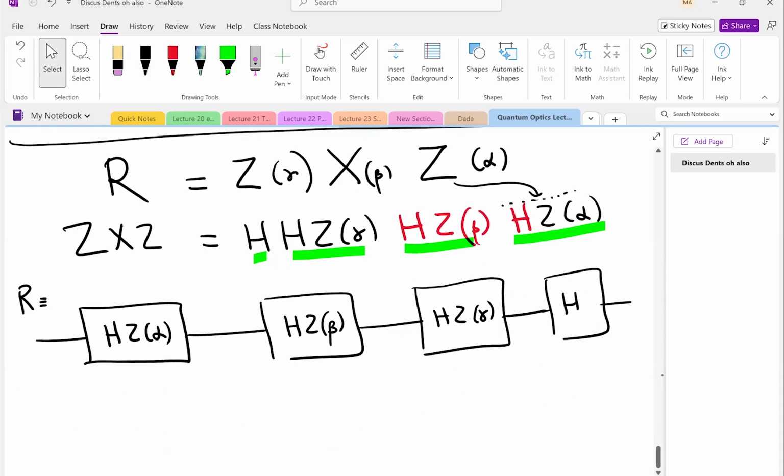So the arbitrary rotation has been decomposed into a Hadamard followed by a Z rotation, Hadamard, Z rotation, Hadamard, Z rotation, Hadamard, and an arbitrary Hadamard at the end. So what we've done is convert this arbitrary one qubit rotation into a sequence of Hadamards and Z gates. So far, so good. So how do we implement these gates?